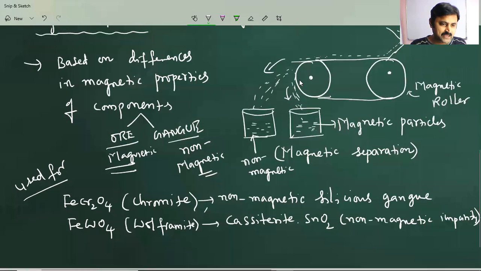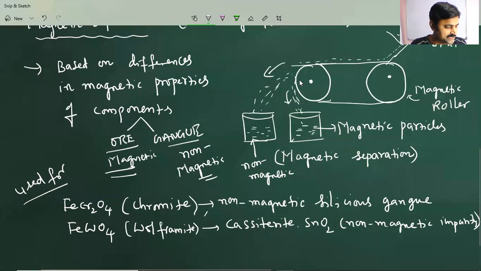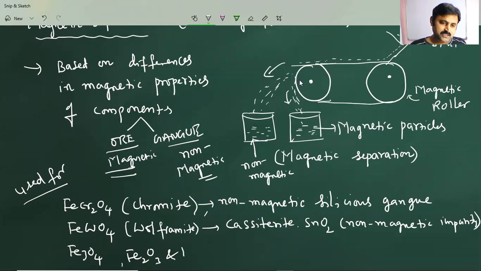In the same manner, we have another important iron ore that we all know, that is magnetite, Fe3O4, magnetite, hematite, Fe2O3, and limonite, that is FeO2, can be separated by this method. In these methods, we have titanium dioxide as the impurity which is present.